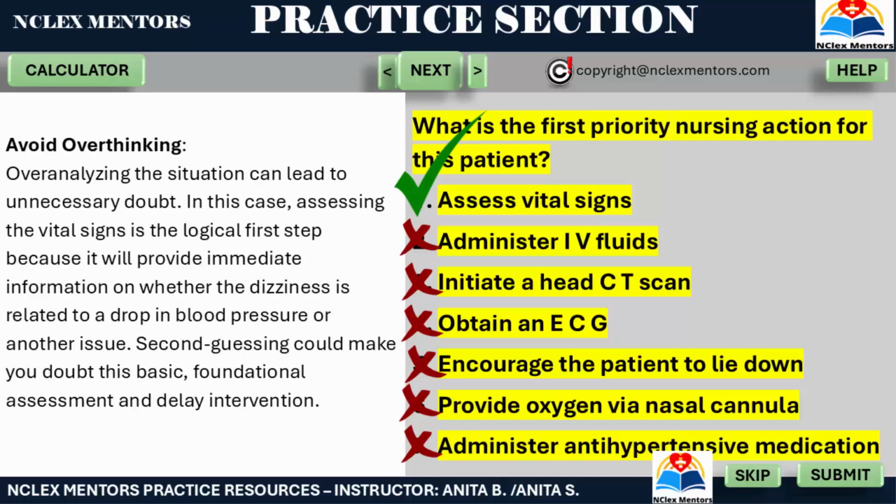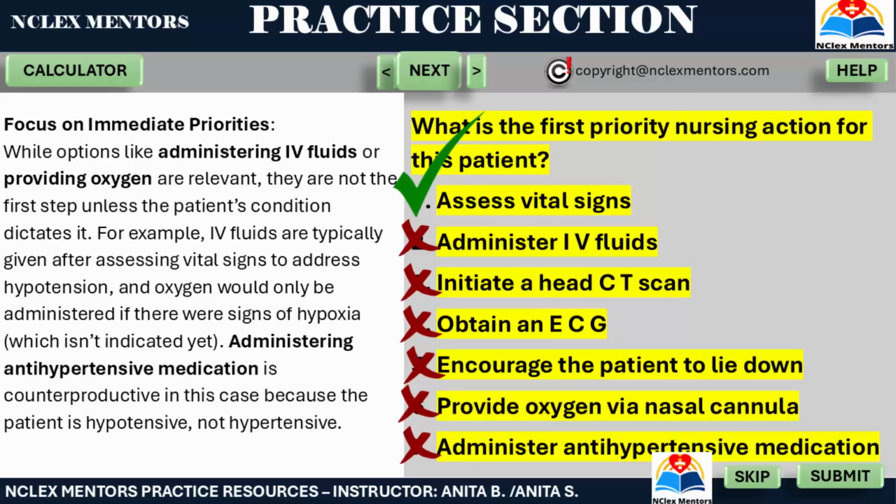Avoid overthinking. Overanalyzing the situation can lead to unnecessary doubt. In this case, assessing the vital signs is the logical first step because it will provide immediate information on whether the dizziness is related to a drop in blood pressure or another issue. Second-guessing could make you doubt this basic, foundational assessment and delay intervention.